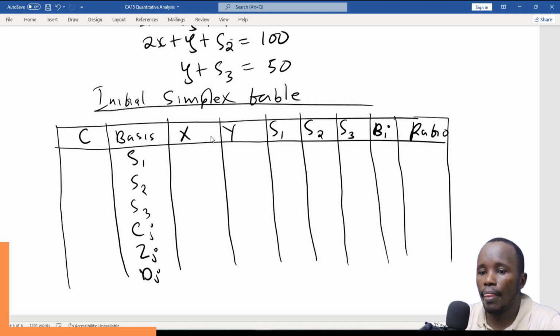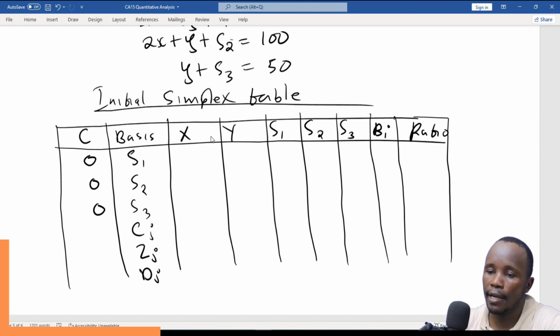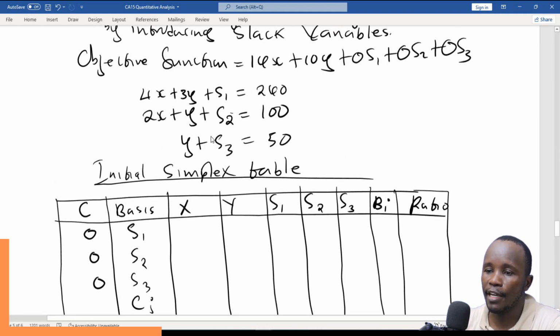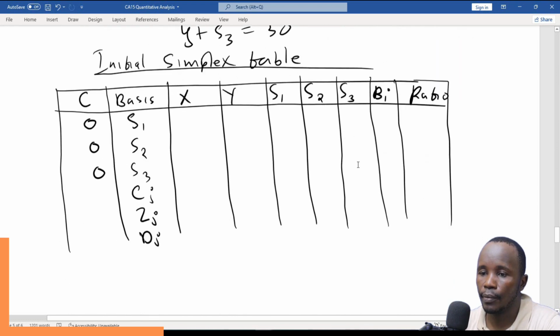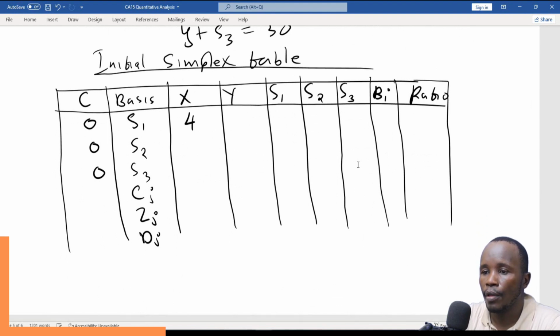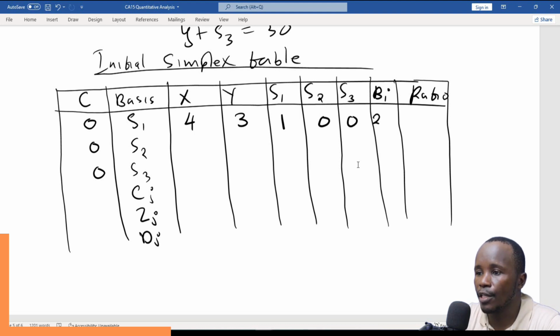The contributions of the slack variables are initially all 0, 0, 0. They are obtained from the objective function. For slack 1, the row is x is 4, y is 3, then s1 is 1, the rest are 0. And then the value, bi, is the one you have been given as 240.